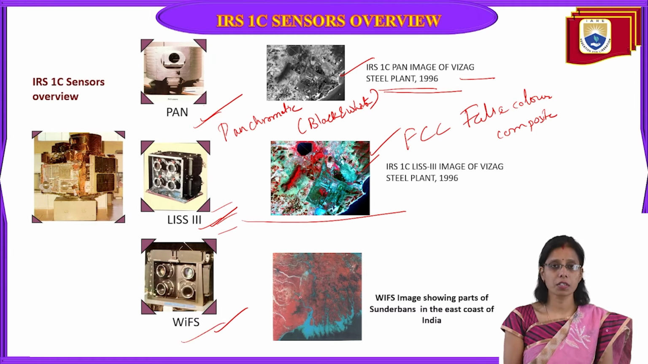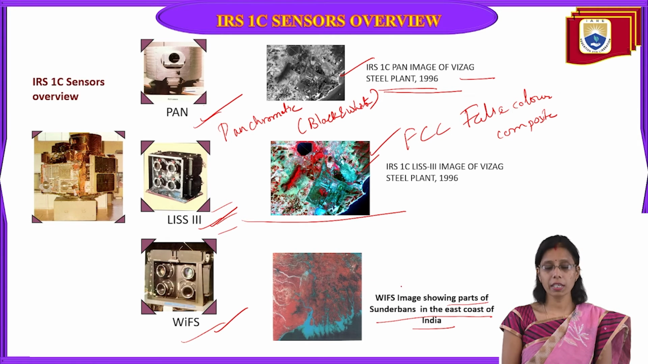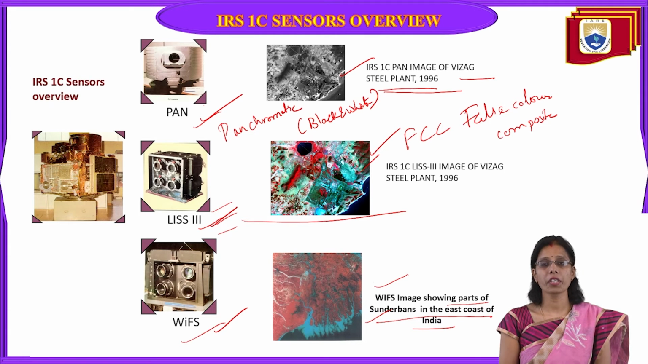Now you have WiFS. WiFS is a wide field sensor. This WiFS image shows parts of the Sundarbans on the east coast of India. WiFS gives you a lower resolution, but it gives you the false color composite. This is also one kind of IRS sensor. It gives information about different kinds of resources. Here you have information about the Sundarbans, the forest, in false color composite.